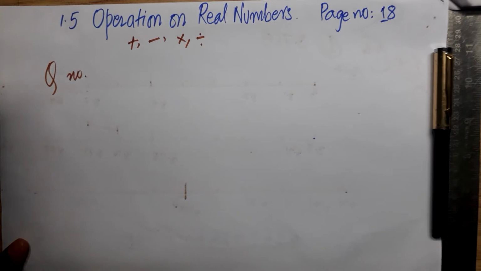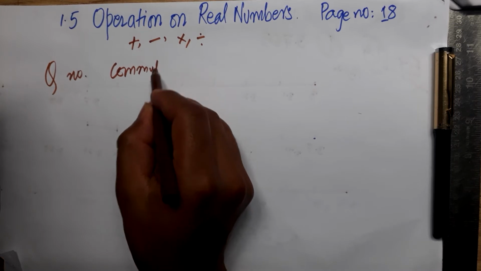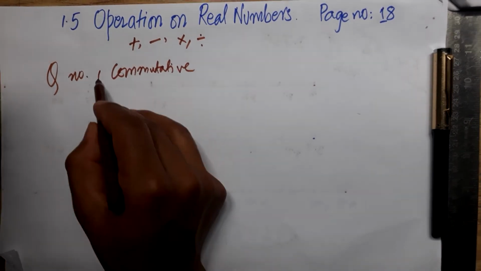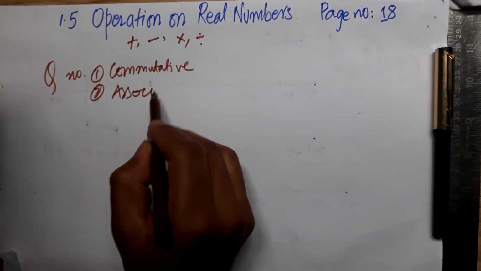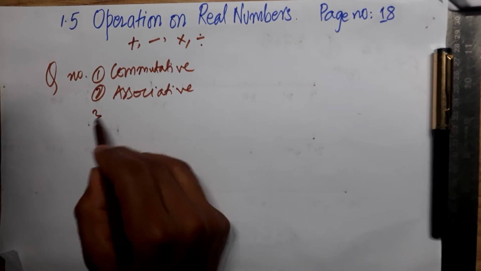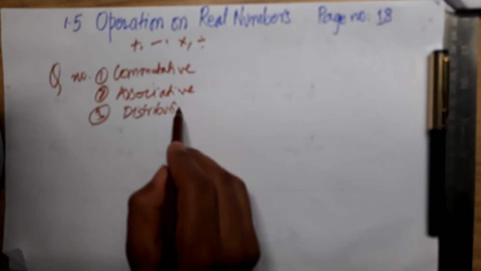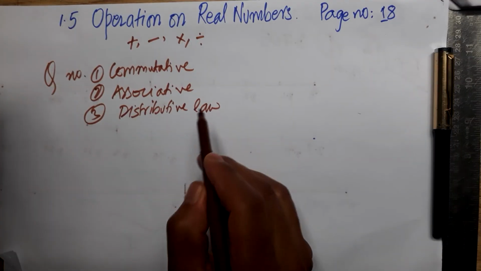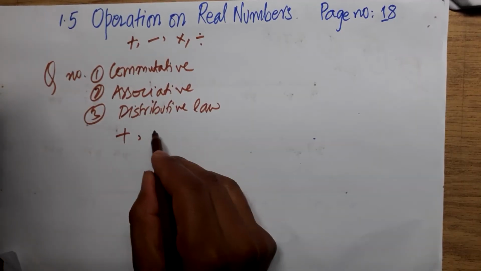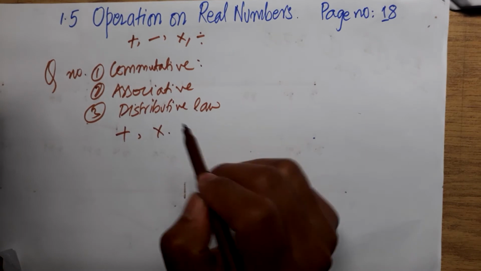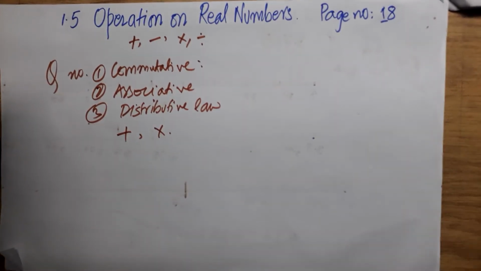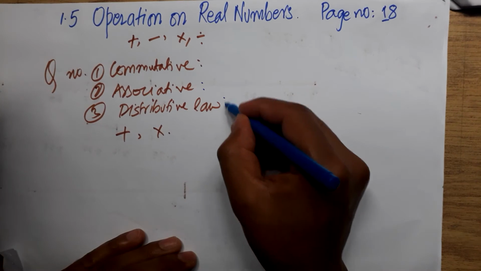So in the previous class we have seen that rational numbers satisfy three properties, that is number 1 commutative, number 2 associative, and number 3 distributive law, distributive over multiplication. For addition and multiplication, what is commutative? That is, I'll make a box here. This is review for you all.